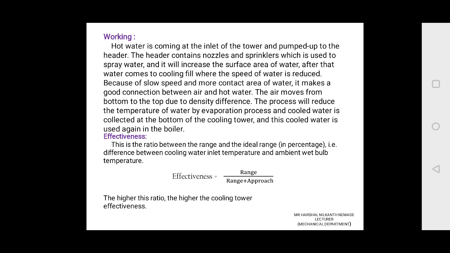Effectiveness. This is the ratio between the range and the ideal range in percentage, that is the difference between the cooling water inlet temperature and the ambient wet bulb temperature. Effectiveness is given by range upon range plus approach. The higher the ratio, the higher the cooling tower effectiveness.